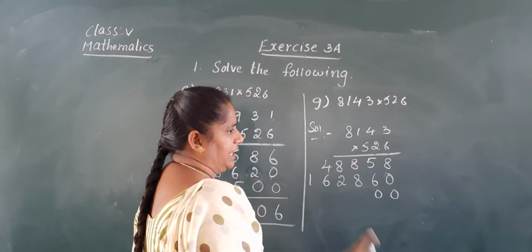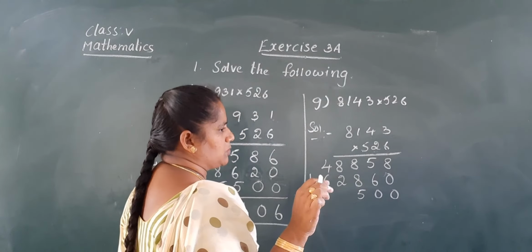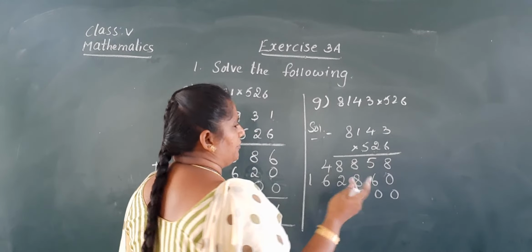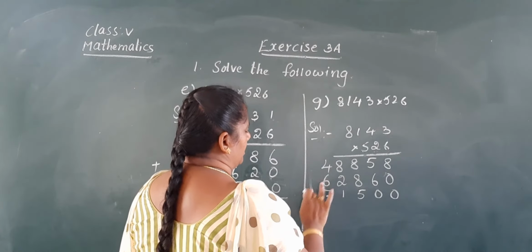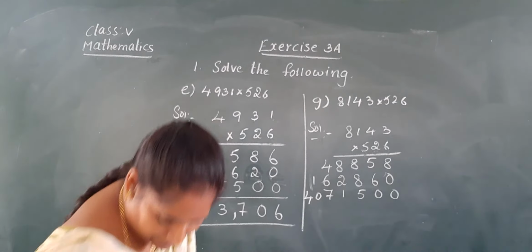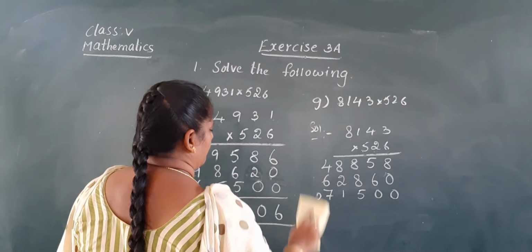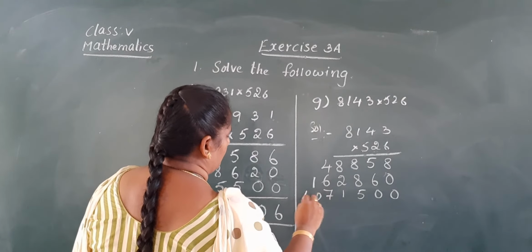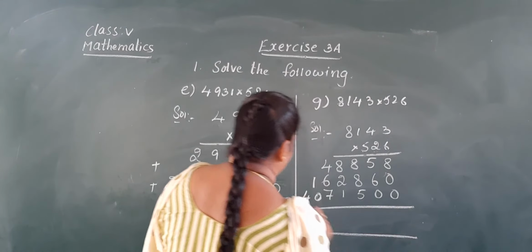5 3s are 15. 1 in hand, 5 is down. 5 4s are 20 plus 1, 21. 2 in hand, 1 is down. 5 1s are 5, 6, 7. 5 8s are 40. So, write 4 side. Okay. Okay, ma? Now, add all these products.